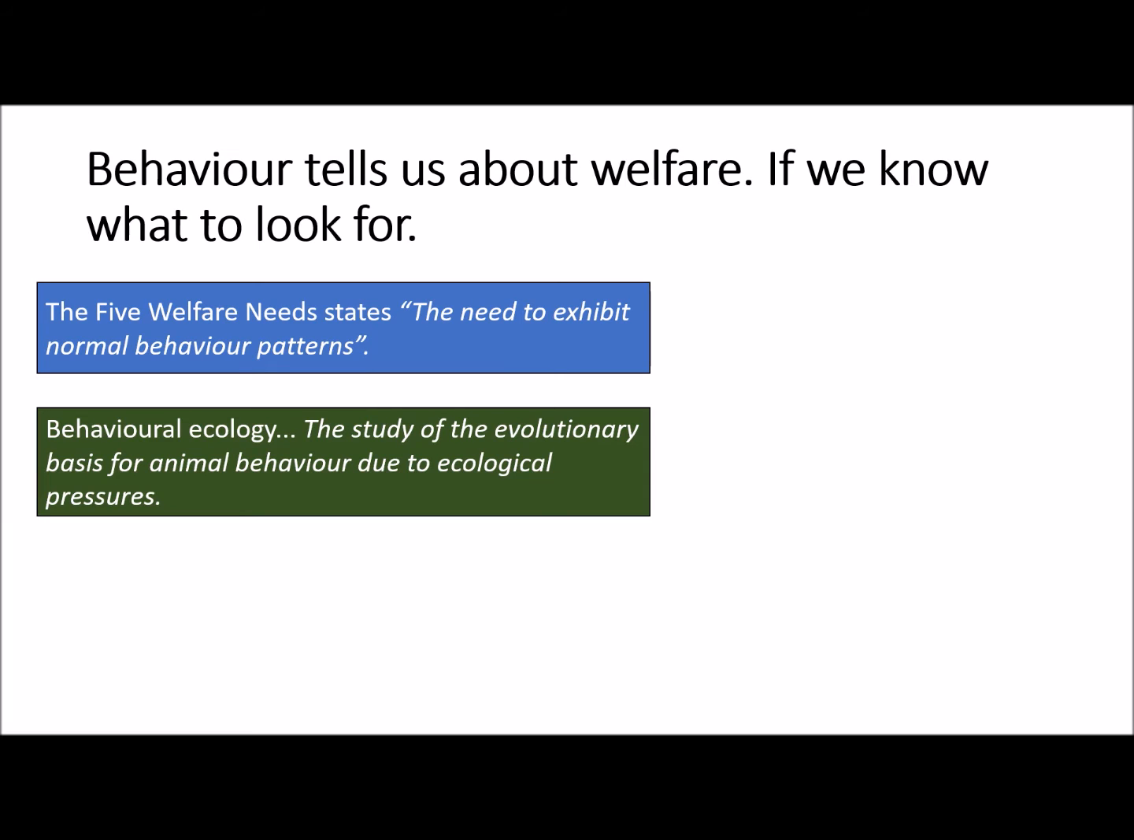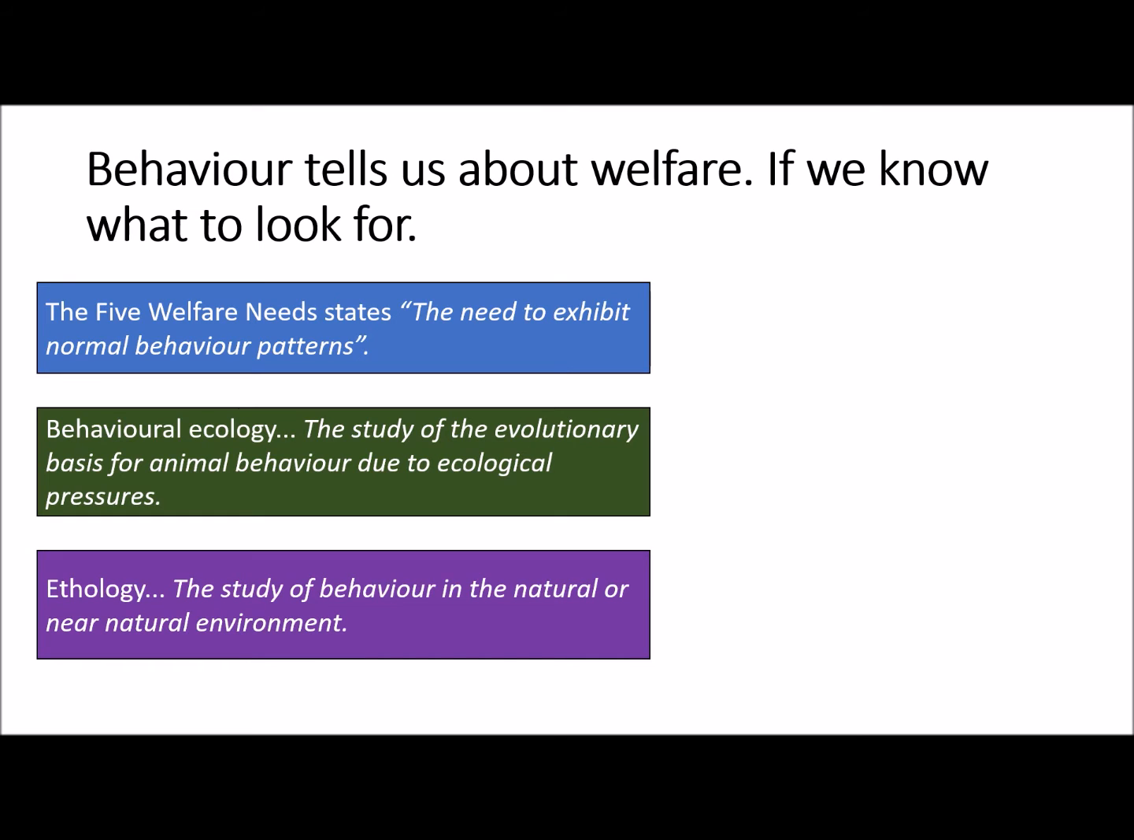From an evolutionary perspective, we can look to behavioural ecology, which is the study of the evolutionary basis for animal behaviour due to ecological pressures. Animals get adaptive and fitness benefits from performing key behaviours. Some behaviours are also highly motivated in their performance. The animal has a strong drive to perform them. So by understanding the behavioural ecology of the species, we know which behaviours that species really needs to perform to get a benefit from that. And therefore, we provide the outlet for that behaviour when we manage that species in a captive environment.